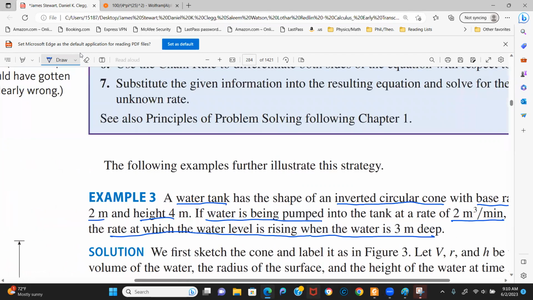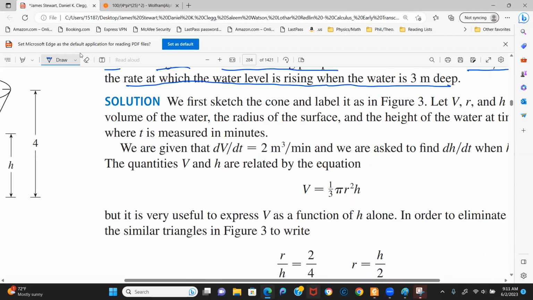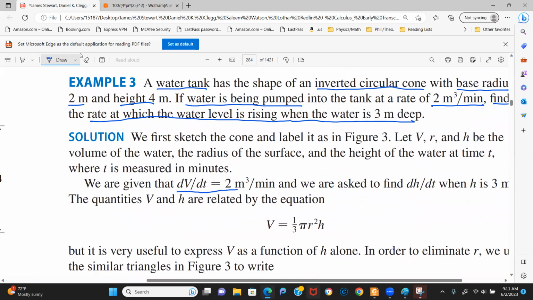So again, always draw a picture. Here's our inverted circular cone. At some point in time, the water level is at this height, and it will correspond to this radius right here. The base of this cone, which is really the top of the cone, is 2 meters right here, and in total the height of the cone is 4 meters. What we're given is the rate at which the volume is increasing, so we have dV/dt, and we want to find dh/dt.